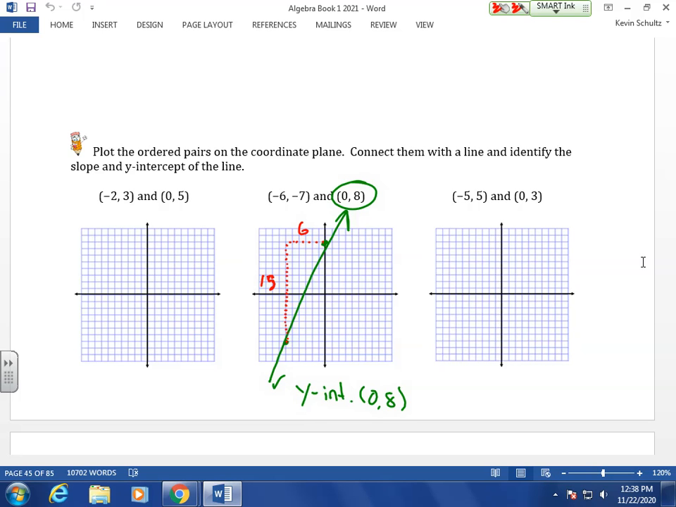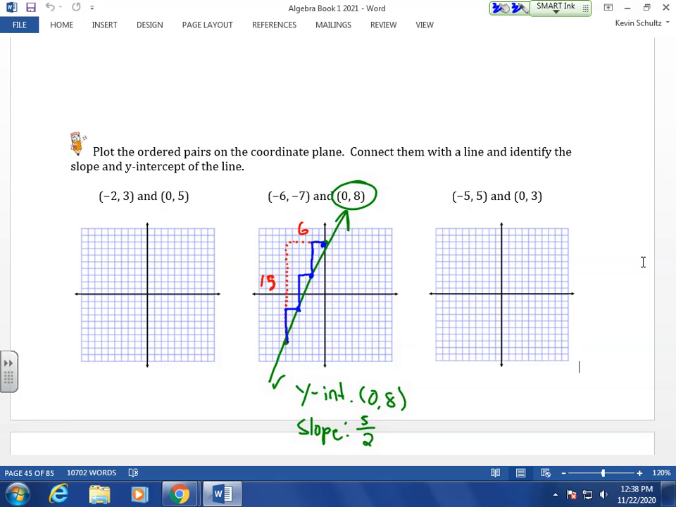Up 15 over 6. Of course, we are not going to write that as 15/6. We're going to reduce that, divide both by 3, and we get a slope of 5/2. And notice, if I do go up 5 over 2, 1, 2, 3, 4, 5 over 2 back on the line, and again, and again. Okay? So that's what you're doing on those bottom 3 there. You are graphing them, plotting the points, and then using that graph to find the slope and the y-intercept.